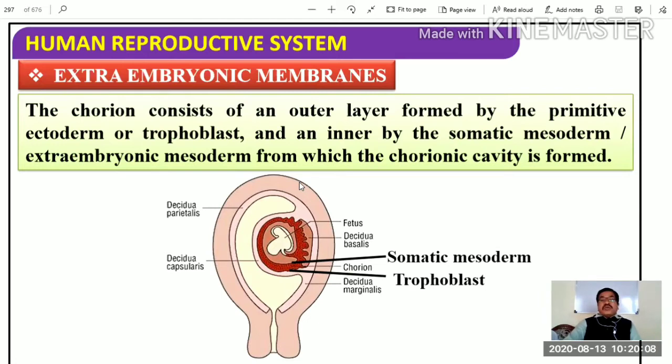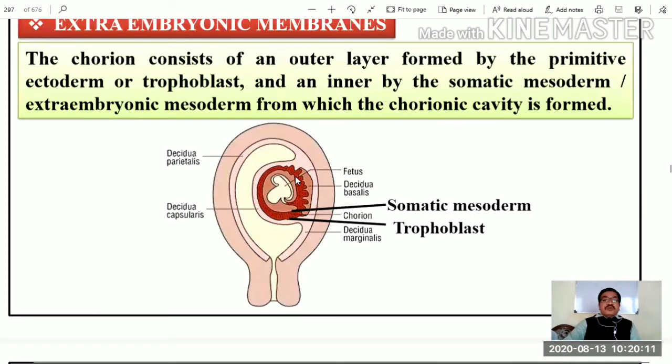So this is the fetus, with decidual vessels here. Then the somatic mesoderm is in brownish color. You can see here the somatic mesoderm, and this is the trophoblast, the outer layer. So it will be protected like this, and that's why the fetus is protected and cannot have any injury. It is only because of the extra embryonic membranes that the trophoblast is protected.